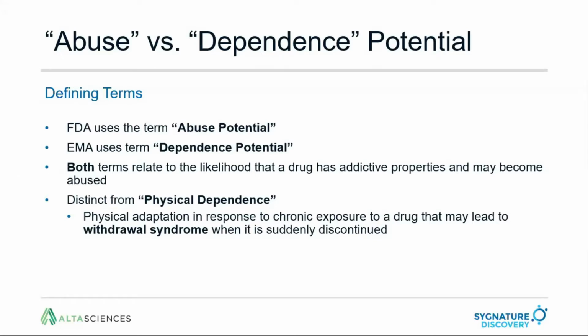Physical dependence evaluation is an important part of the abuse potential evaluation, and this will be discussed in greater detail in one of our upcoming webinars in this series. It is important to note, however, that drugs that cause physical dependence do not necessarily have abuse potential, as is the case with drugs such as SSRIs and SNRIs used in the treatment of major depression.